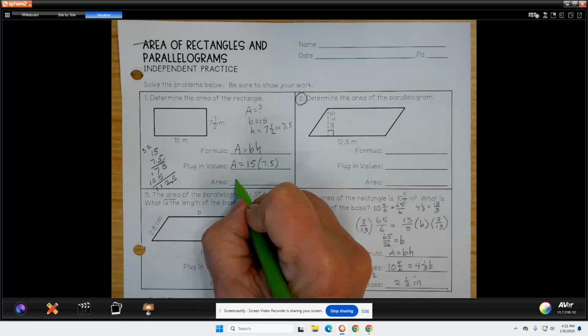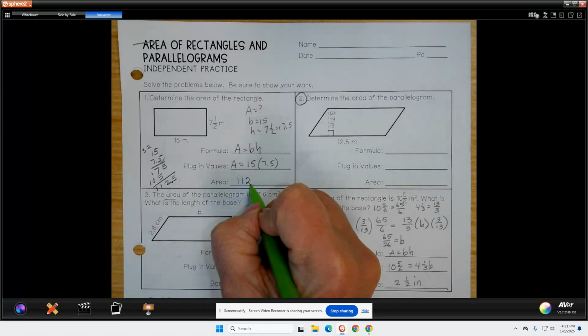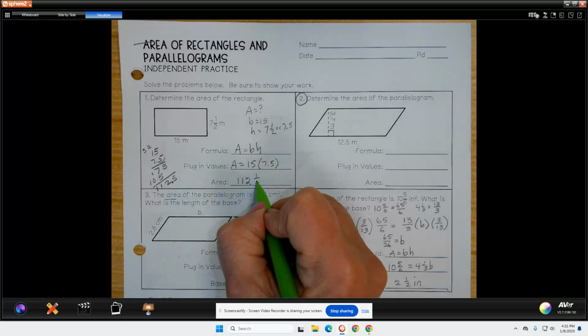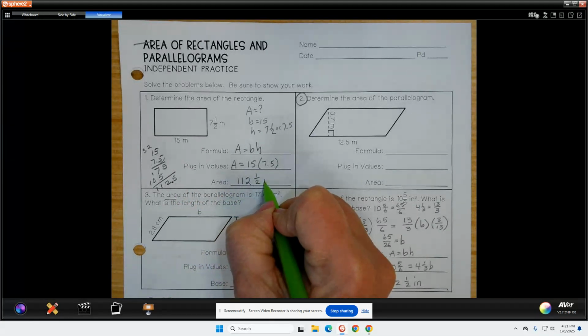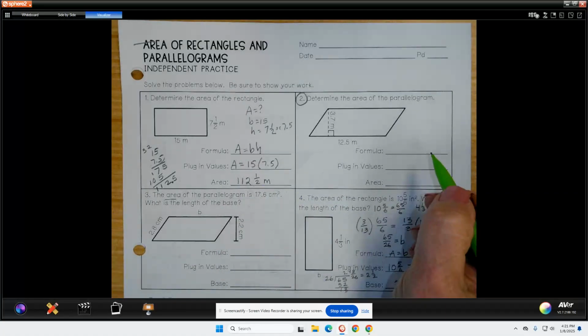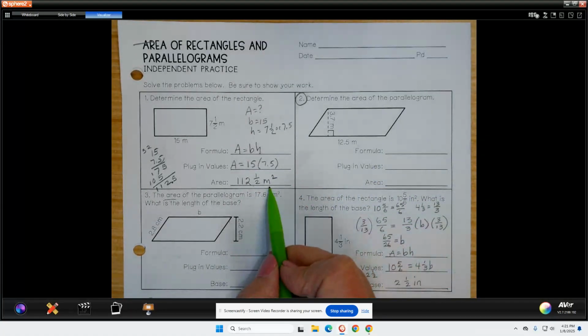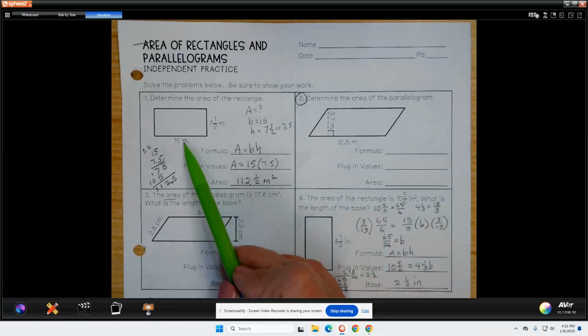My area is going to be 112, and it's 0.5, so I have to change it back to a fraction. So 1/2 meters squared. And your units is squared because we multiplied base times height.